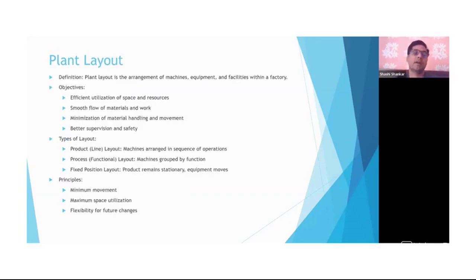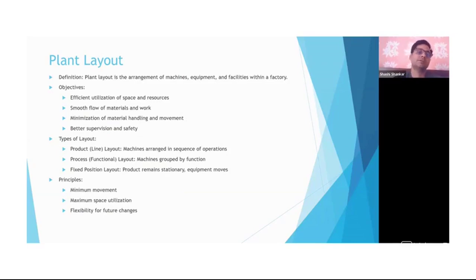Now moving to the next, that is plant layout. What is plant layout? Plant layout is nothing but the arrangement of machines, equipment, and facilities within a factory, right? So after selecting the plant location, now it comes to plant layout. What could be the plant layout? How the machines will be fixed? What all equipment will be there, right? And what facilities are required within a factory?